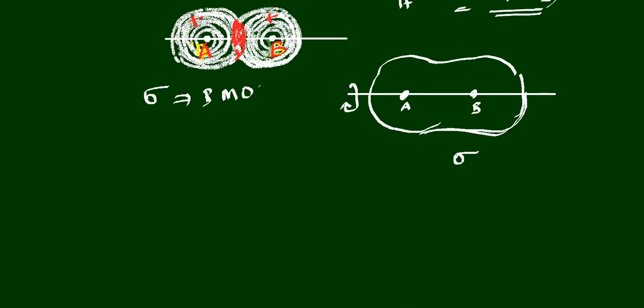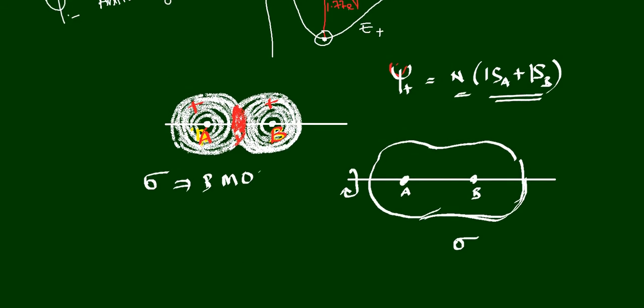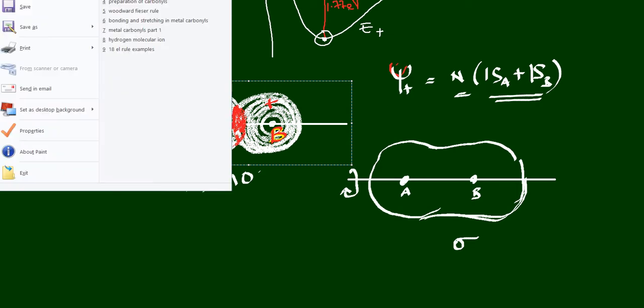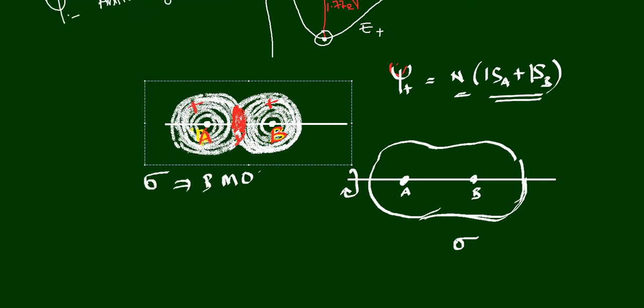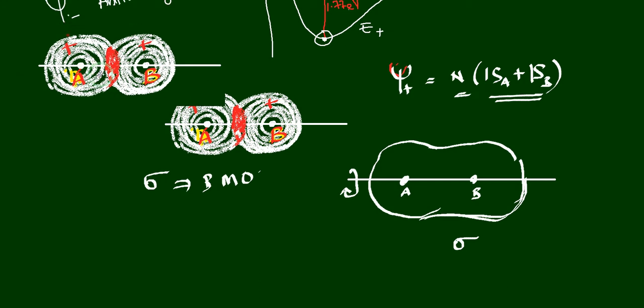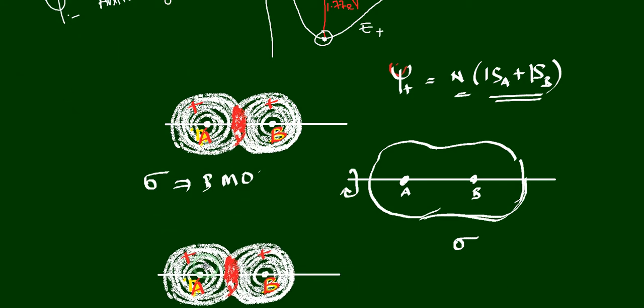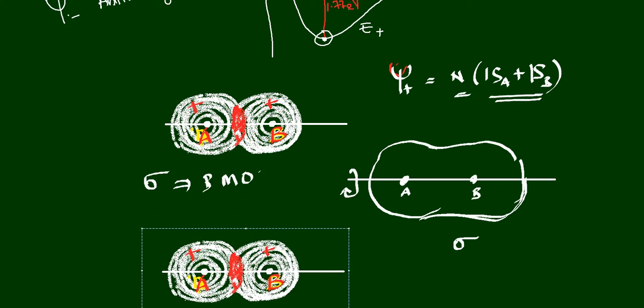So again, I am going to draw the picture here. We have the 1s atomic orbitals here. Let me copy this to here. If we are going for the psi minus molecular orbital, it will be like this. The psi minus orbital is going to be like this.